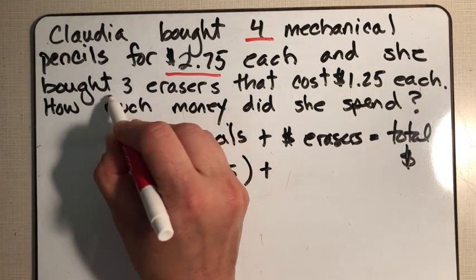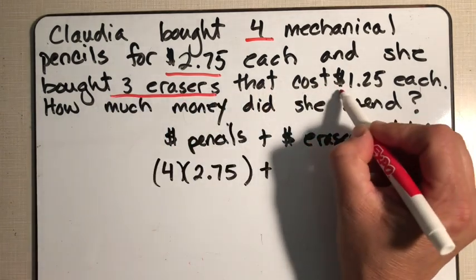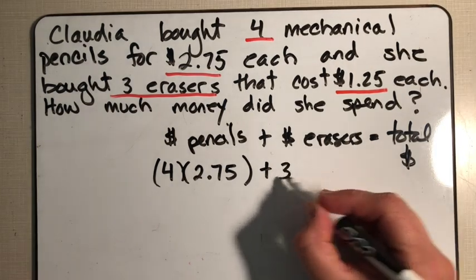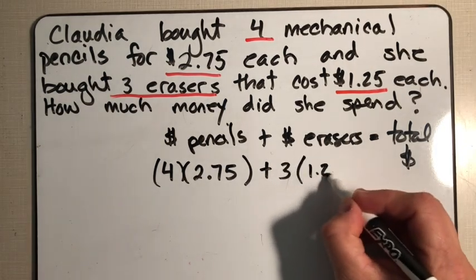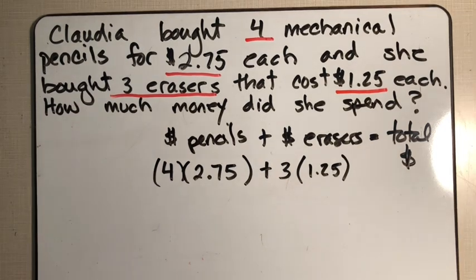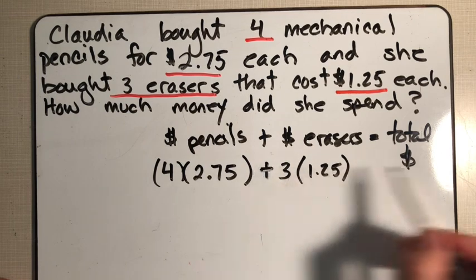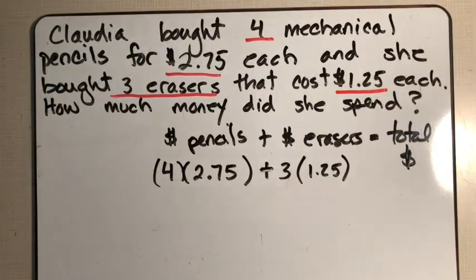So it says here that she bought 3 erasers and they cost $1.25 each. So $1.25 for the first eraser, $1.25 for the second eraser, $1.25 for the third eraser. That's 3 groups of $1.25. Still with me? All right, so I got to figure out what this is and what this is, and then I'm going to add them together, and I'll have the total amount of money she spent.